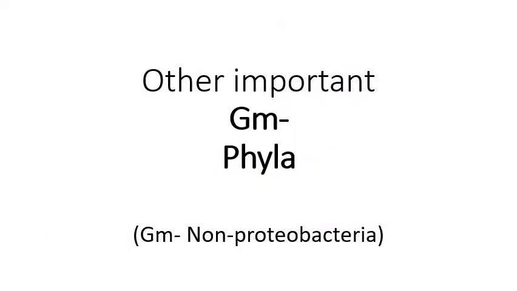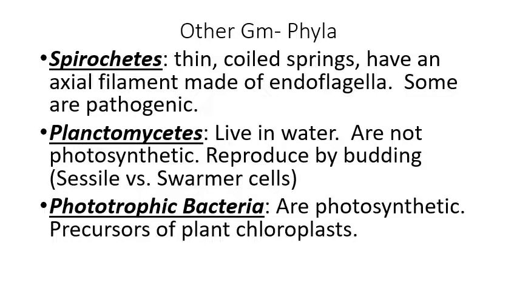All right, let's look at other important gram-negative phyla. Okay, the spirochetes are very thin, wiry, kind of spring-like organisms. Instead of having flagella on the outside, they have a bundle of flagella on the inside. If you have a bundle of flagella on the inside of the cell, it's referred to as an axial filament. So you need to know which types of bacteria have axial filaments and what an endoflagella is. Endoflagella, of course, is just flagella that are on the inside of the cell instead of the outside.